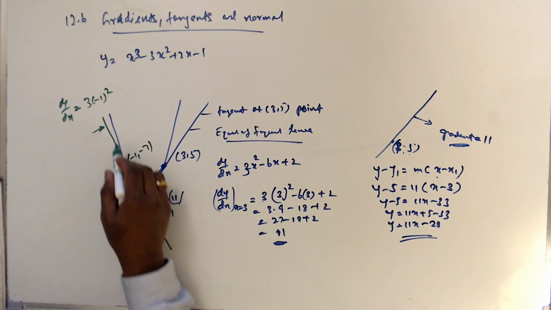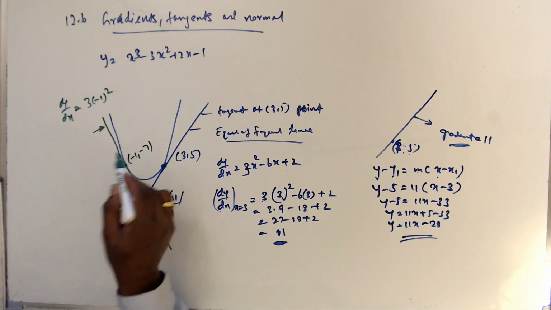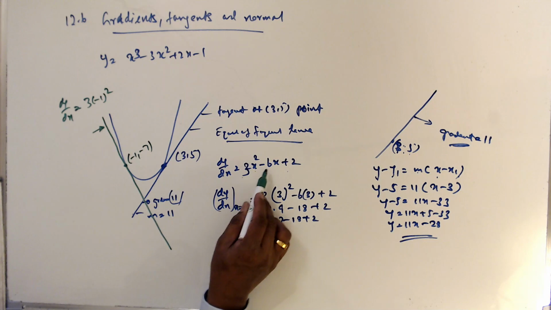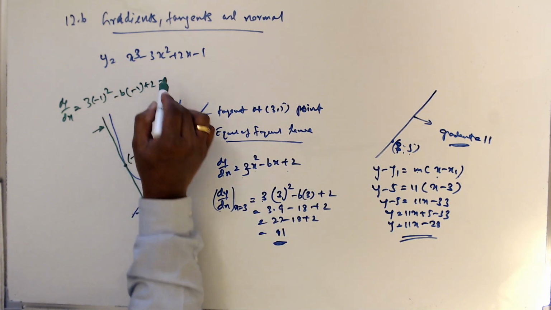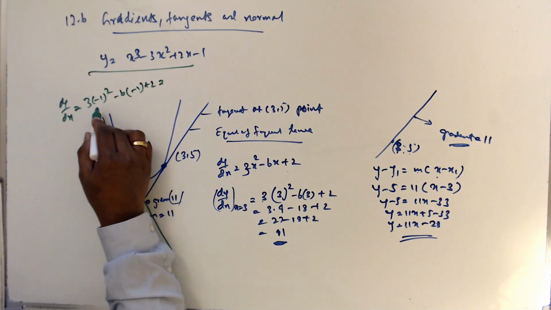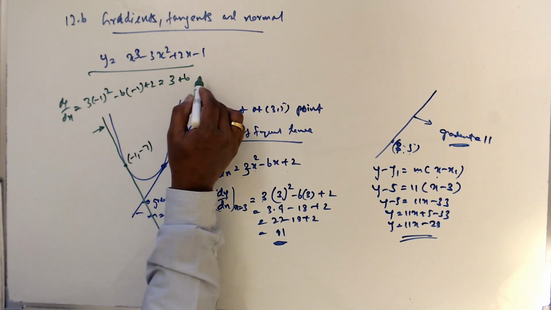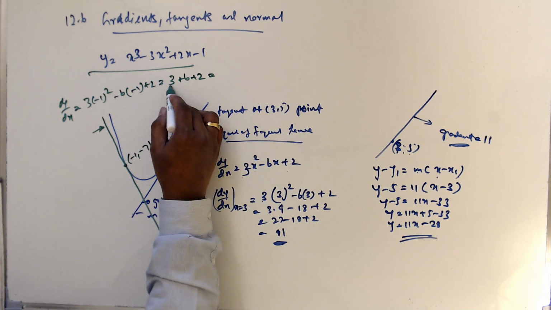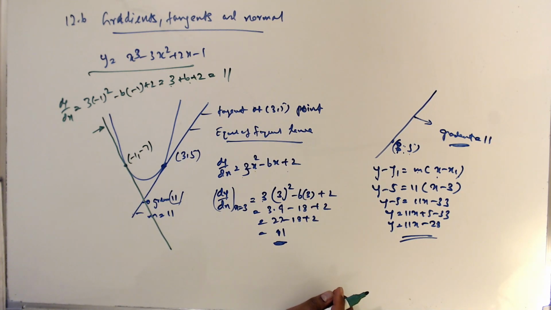We know that when we find the gradient of the curve at this point, that is equal to the gradient of the tangent at that point. So 3 times (-1) squared minus 6 times (-1) plus 2. So this is going to be 3 plus 6 plus 2, which is a positive value, it's 11.